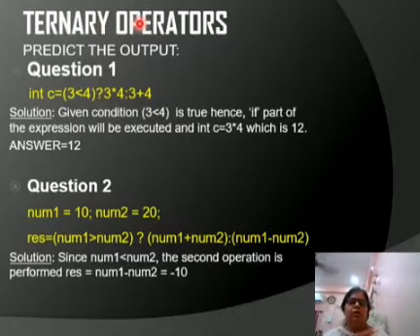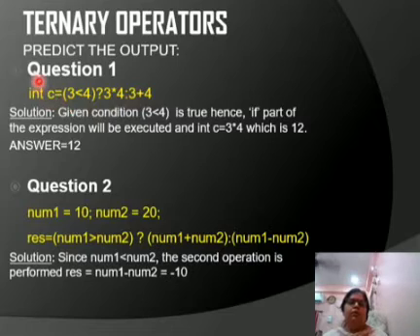As you all know, the ternary operator is your conditional operator. Now, how is the output going to come? This question mark and this colon sign are for your ternary operator. A ternary operator is always a single line. It is a single-line expression.